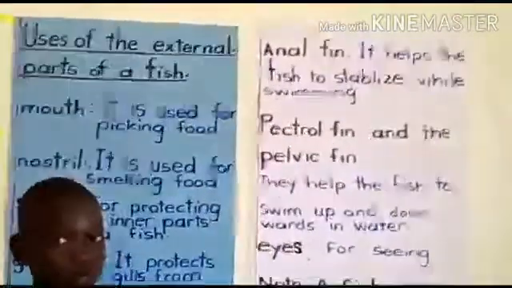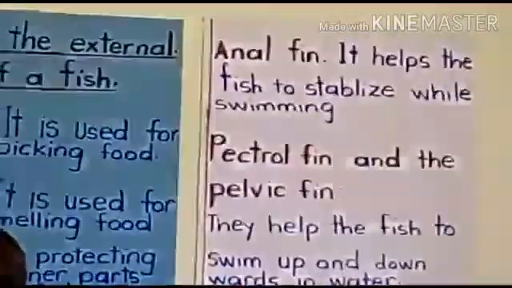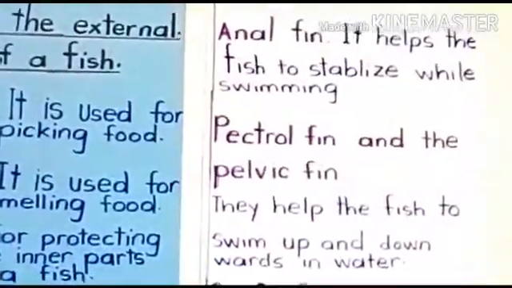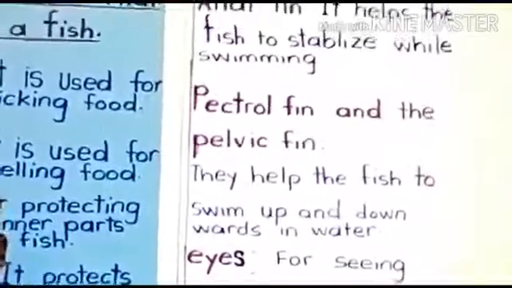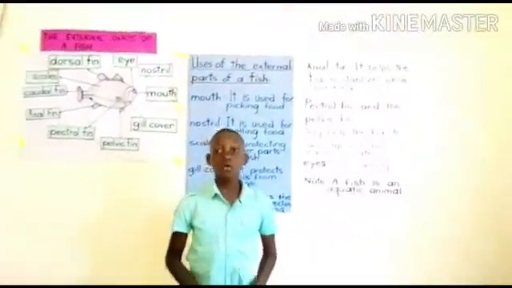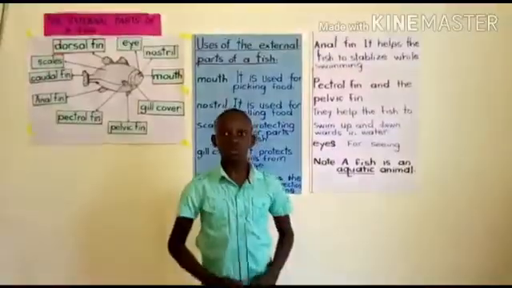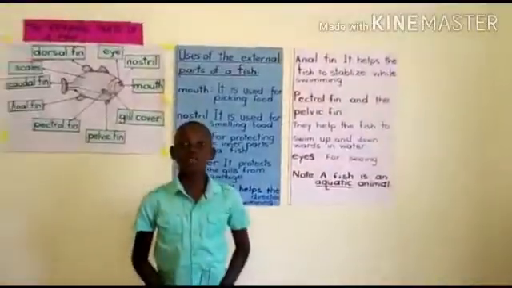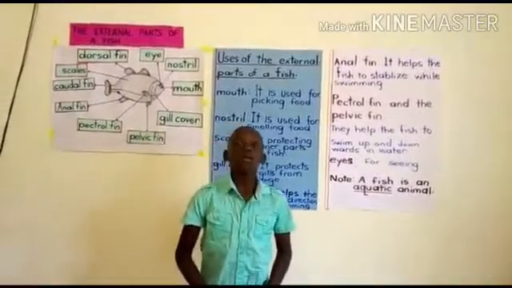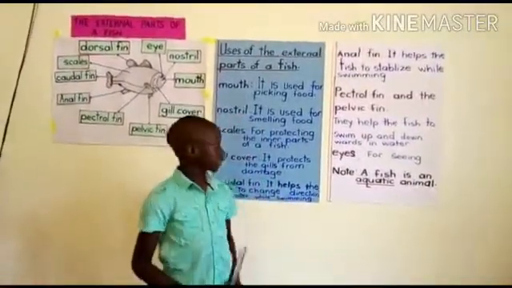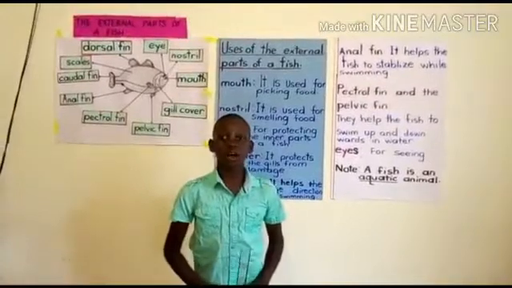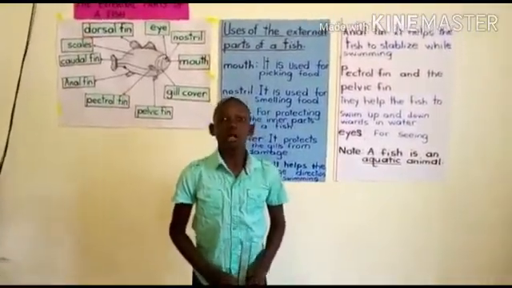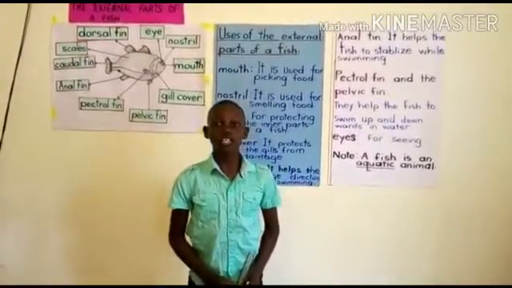Anal fin. It helps the fish to stabilize while swimming. Pectoral fin and the pelvic fin. They are used to swim up and downwards in water. Eyes. They are used for seeing or sight. My dear friends, we have to take note that a fish is an aquatic animal. What are aquatic animals? Aquatic animals are animals that live in water.